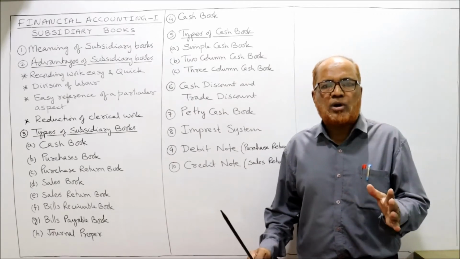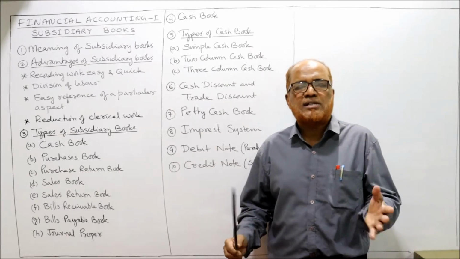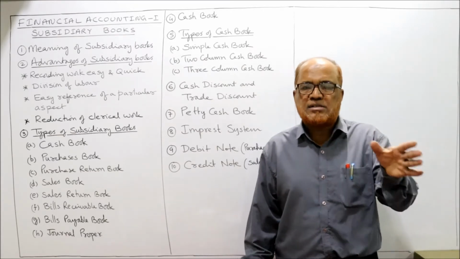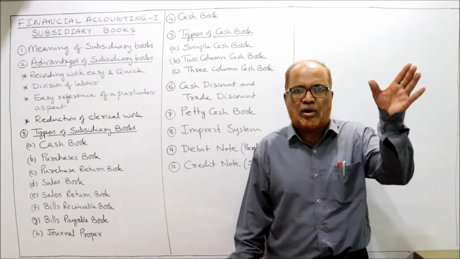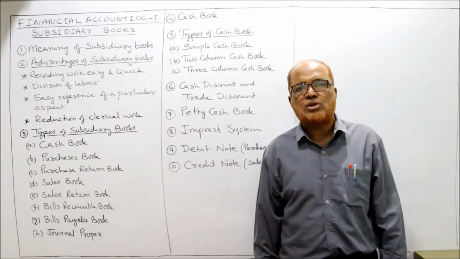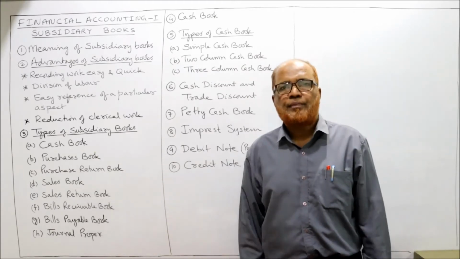So a cash book is simply a cash account, because the format of the cash book is exactly of an account, debit side and credit side. We record all receipts of cash on debit side and payments of cash on credit side. So that is the first book called cash book.